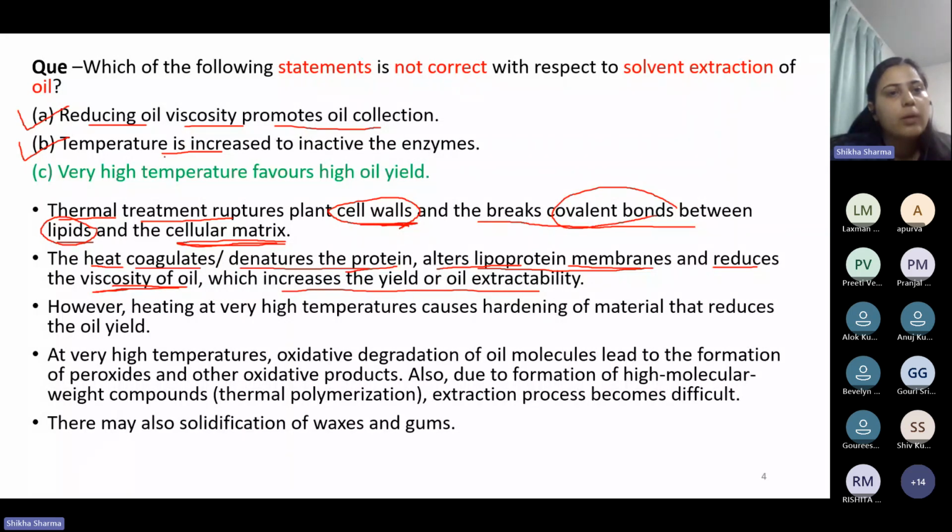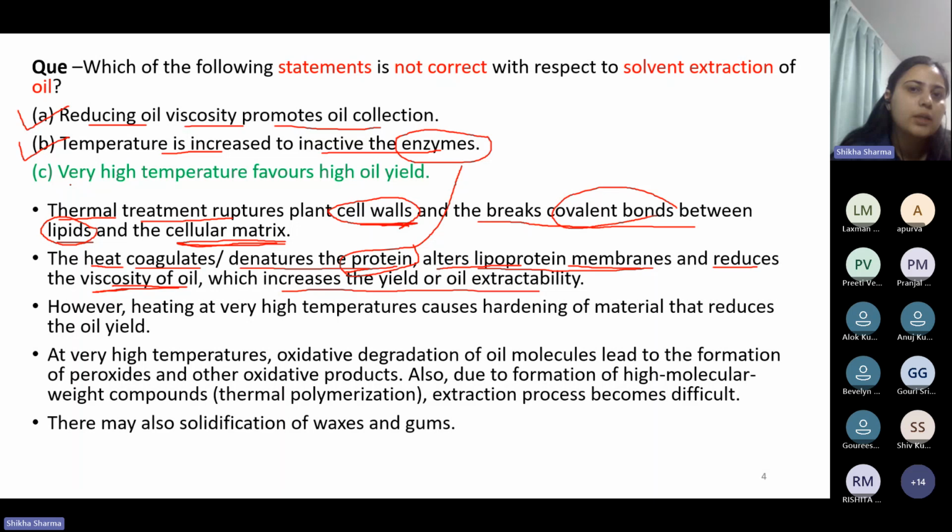And if we talk about B, it is saying that temperature is increased to inactivate the enzymes. So when temperature increases, enzymes deactivate. The enzymes are nothing but proteins, right? So at high temperature, the proteins or the enzymes inactivate. So this statement is also correct.